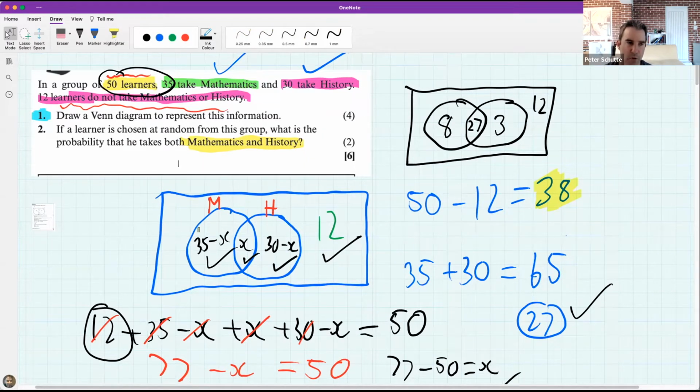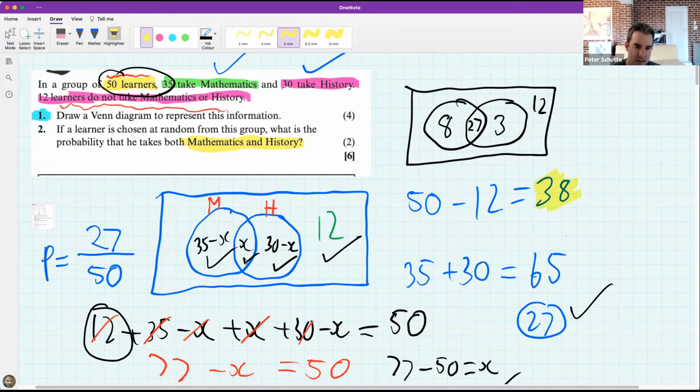So what is the number of possible outcomes? What is the number of favorable outcomes for this question? I know there's only 50 students involved. What's the number of favorables? Well, it's just going to be 27, because 27 is this region over here.